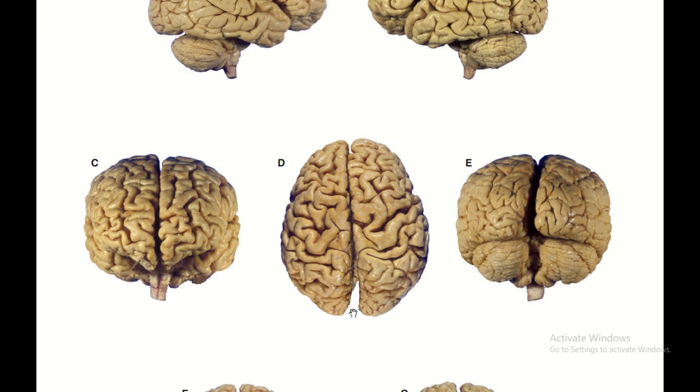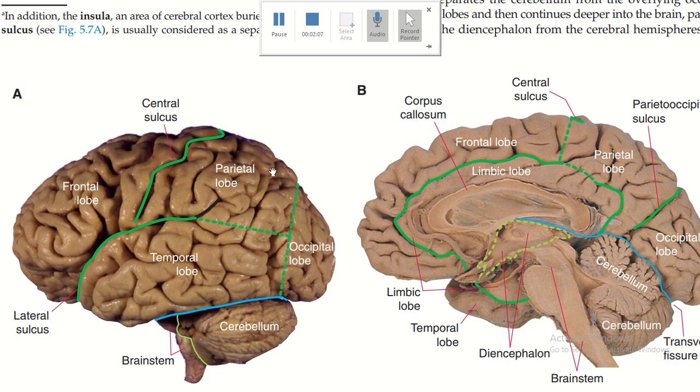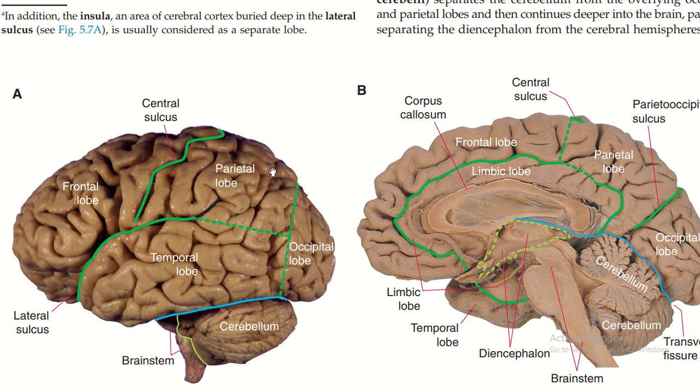Let's take a look at the lobes of the brain. It's of great importance to understand that the brain is made up of 5 lobes. You're going to have a central sulcus right here. The central sulcus is important because it separates the frontal lobe from the parietal lobe. What is anterior to the central sulcus is your frontal lobe. What is posterior to the central sulcus is your parietal lobe.